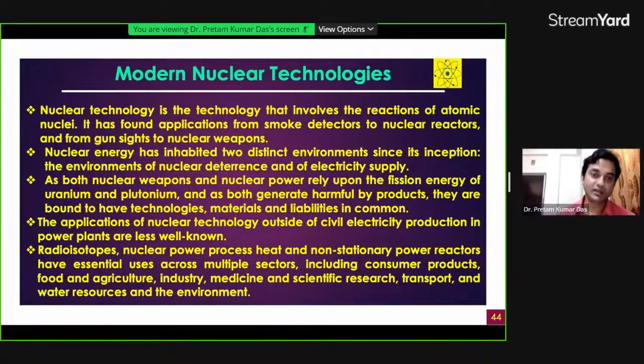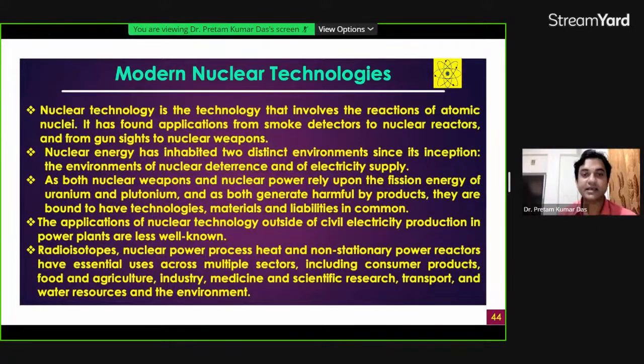So then we can come to the application of nuclear physics and the modern technology of nuclear physics. Nuclear technology is the technology that involves the reaction of atomic nuclei, which has found application from small detectors to nuclear reactors, and from gun sights to nuclear weapons.